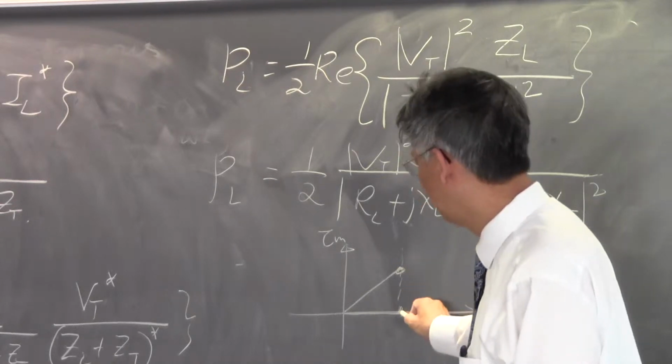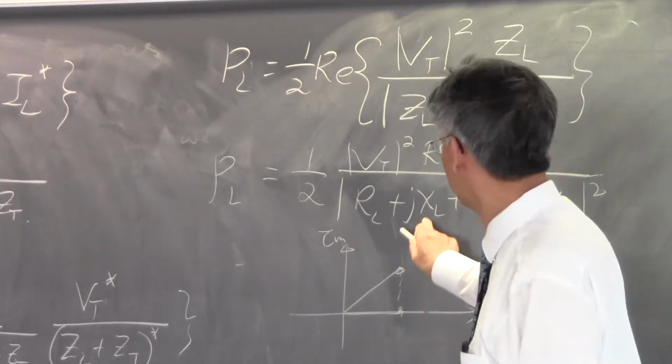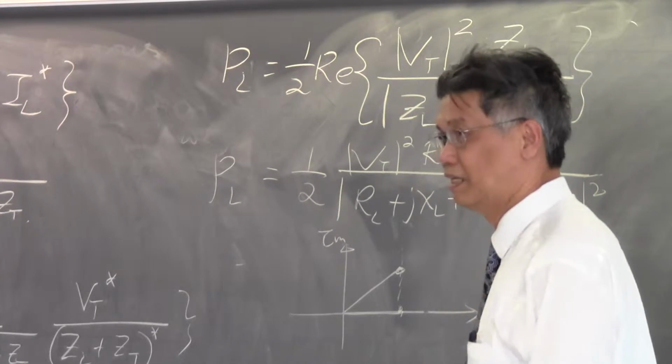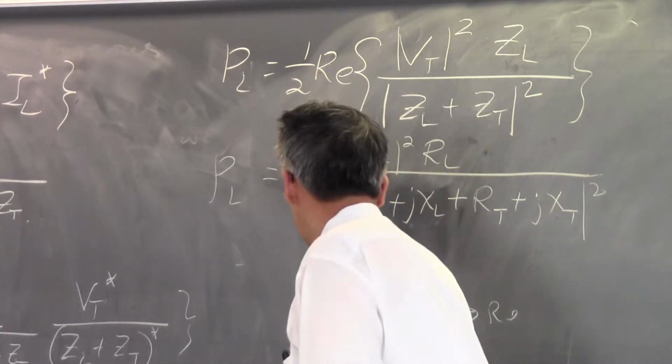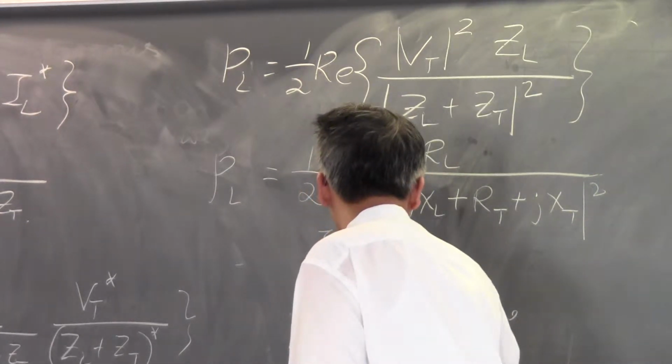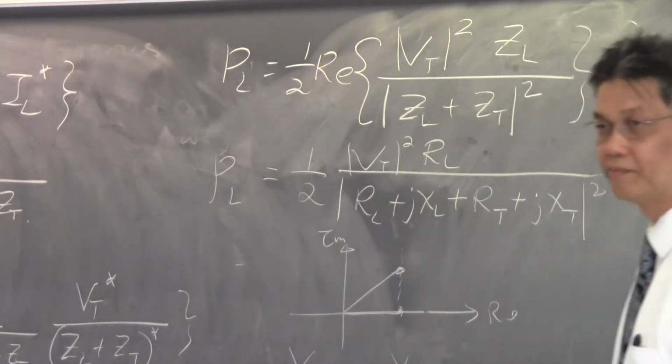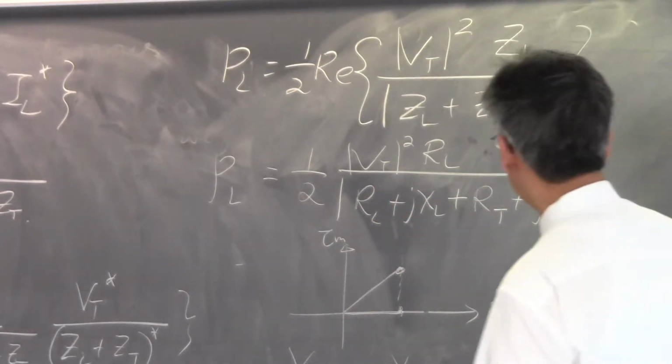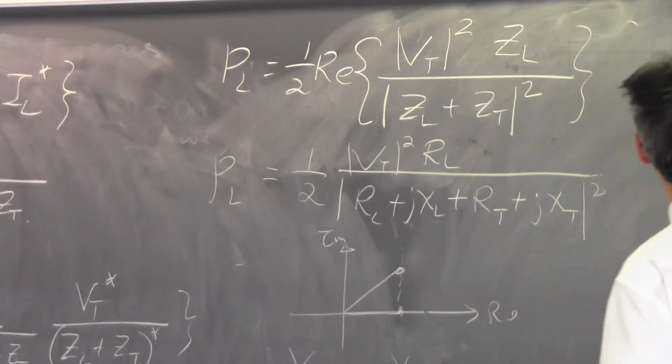Its magnitude is larger than a number without imaginary part. So one way is to make the imaginary part cancel each other. I take XL to be minus XT. Okay? If I do that, then the denominator greatly simplifies.